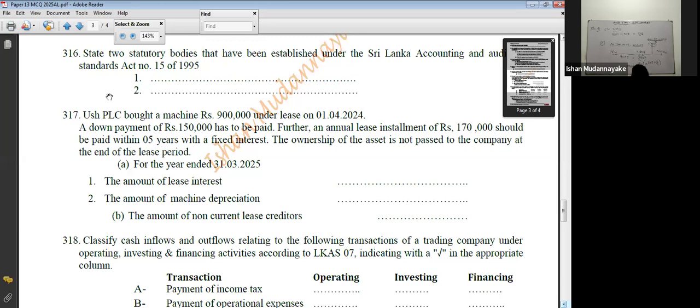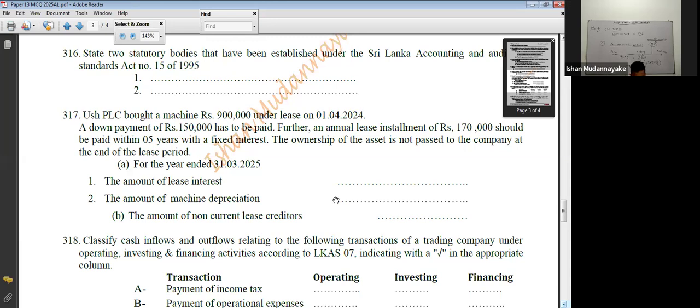Look, the down payment of 150,000 has to be paid. Further, an annual lease installment of 170,000 should be paid within 5 years with fixed interest. The ownership of the asset is not transferred to the company at the end of the lease period. For the end of 31st March 25: the amount of lease interest, and the amount of machine depreciation.